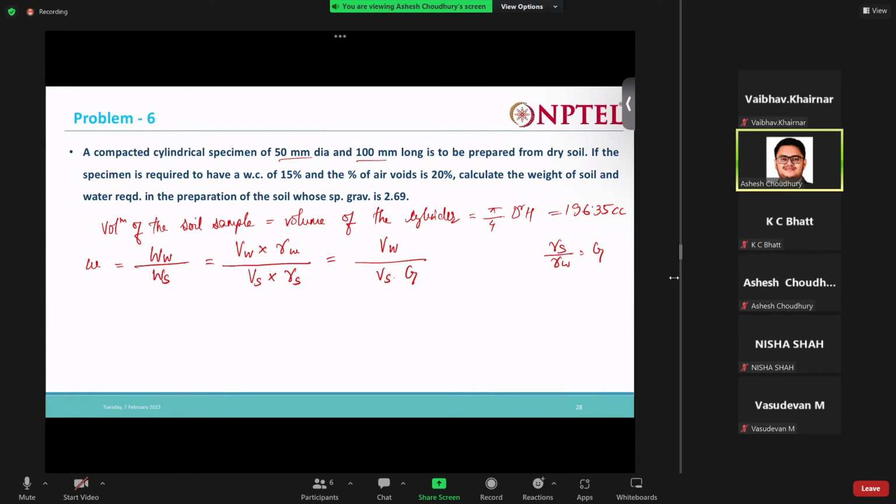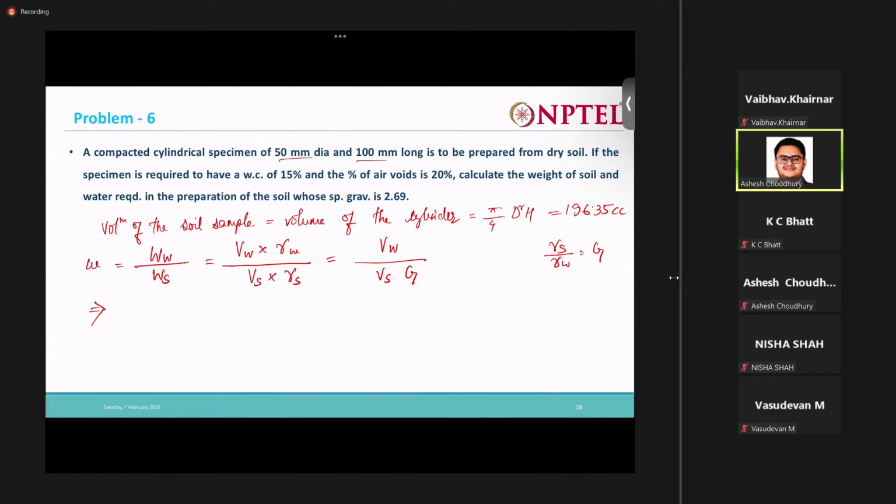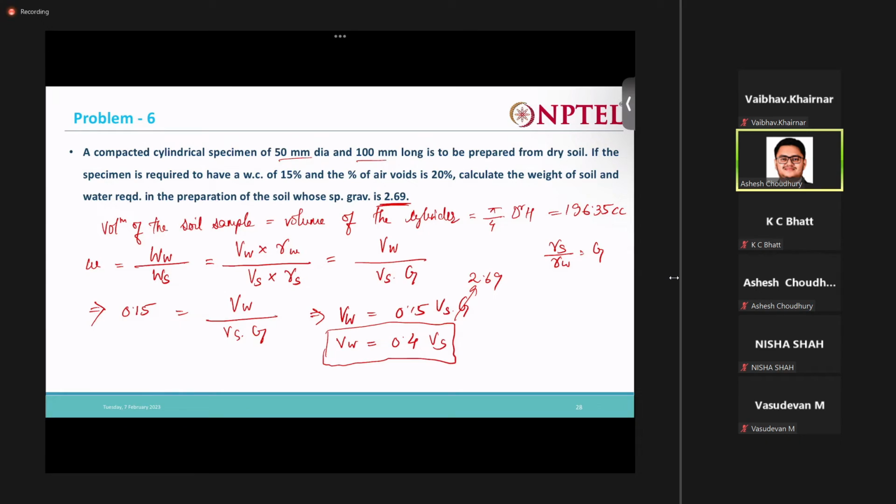So now we know the water content. What is the water content? Water content is 15%. So 0.15 is equal to volume of water by Vs into G. From here we can write volume of water is equal to 0.15 Vs into G. Now what is our G? G is 2.69, which is given to us. So we have Vw is equal to 0.4 into Vs. So from water content, we got this relation between volume of water and volume of solids.